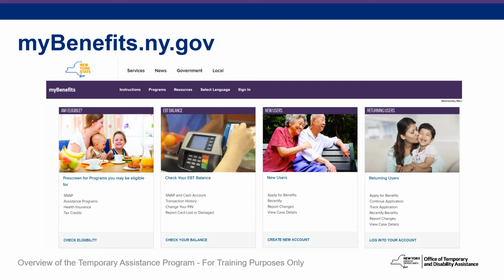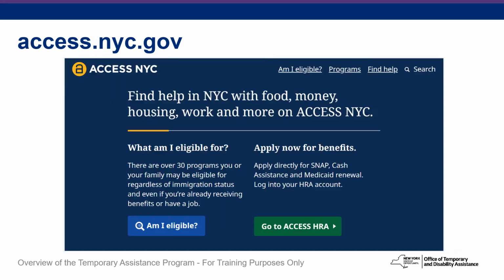My Benefits is an online resource that includes a screening tool individuals can use to determine their potential eligibility for TA and other assistance programs. My Benefits provides information about TA, SNAP, and other OTDA programs and benefits, and allows current recipients to access information about their benefit accounts. Access NYC is a screening tool and method of electronic application that is available to New York City residents. Access NYC can be used to apply for SNAP and Medicaid and to access information on many other resources and benefits.